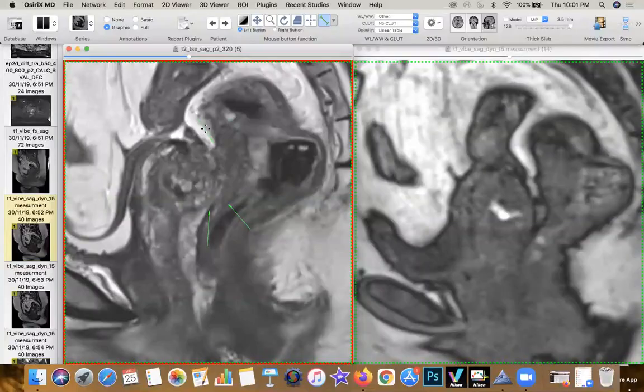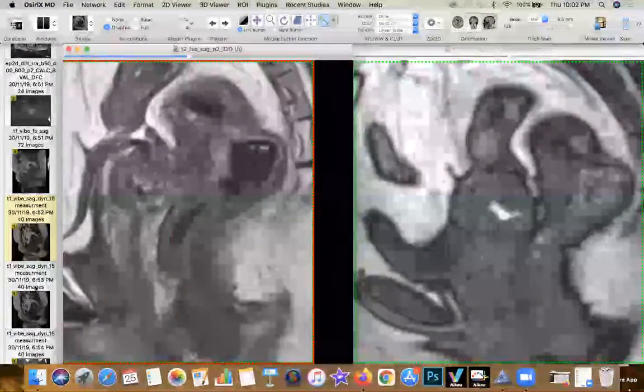And if you note very carefully, this is below the level of the peritoneal reflection. So this again fits into the classic deep pelvic endometriosis posterior cul-de-sac pattern of rectal involvement, which is sine qua non of this kind of pathology.